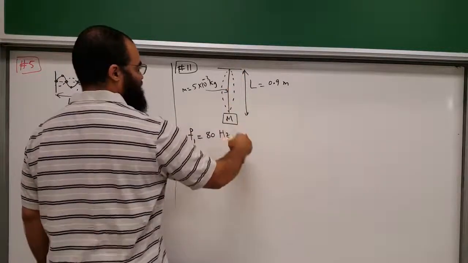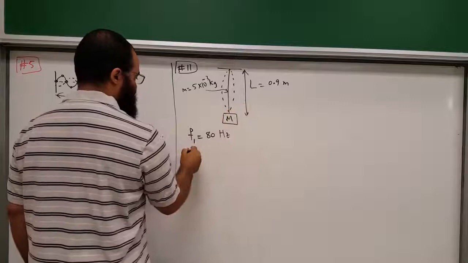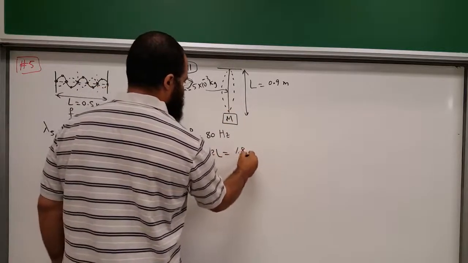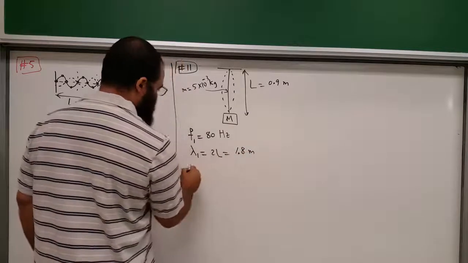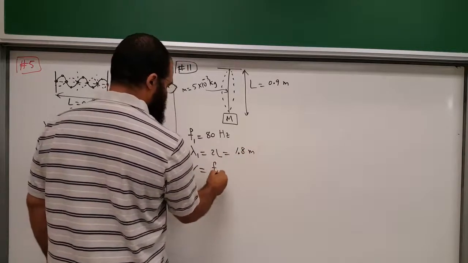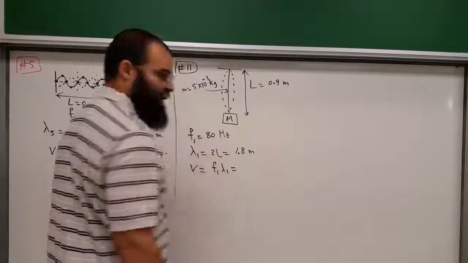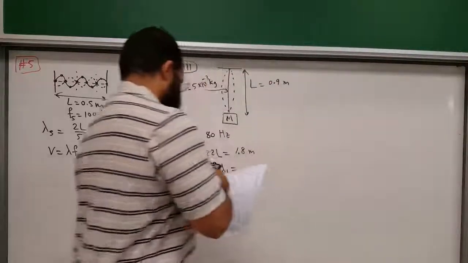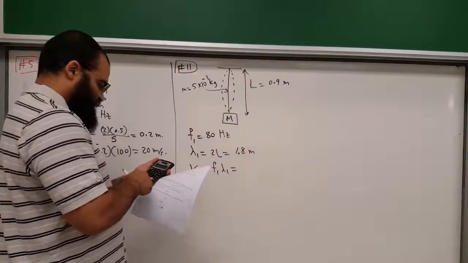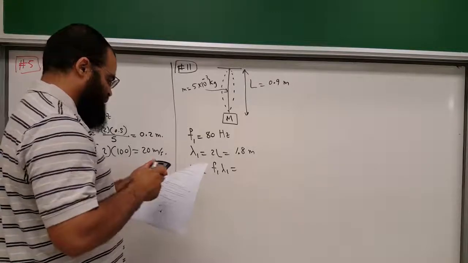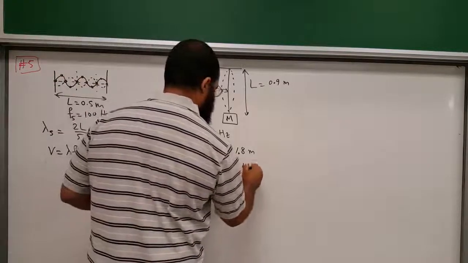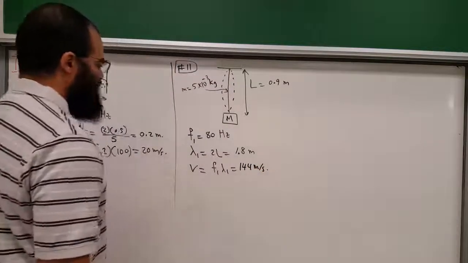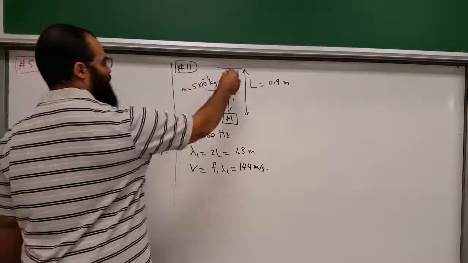Since this is F1, let me find lambda 1. Lambda 1 would just be twice L, and it is equal to 1.8 meters. And therefore we can find the speed. Speed would be F1 lambda 1. So 1.8 times 80 gives me about 144 meters per second.